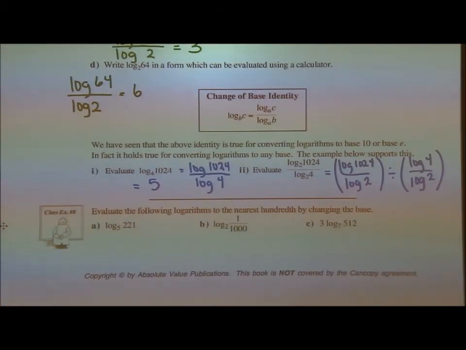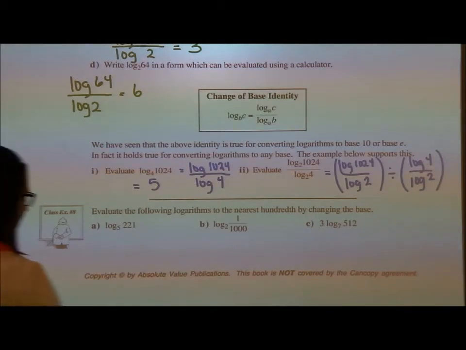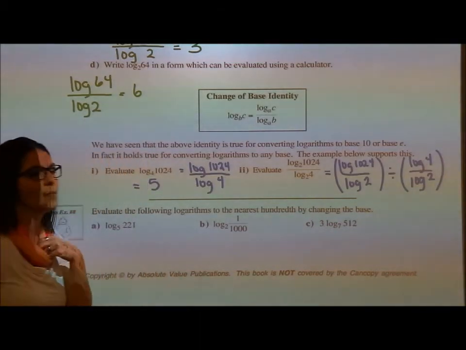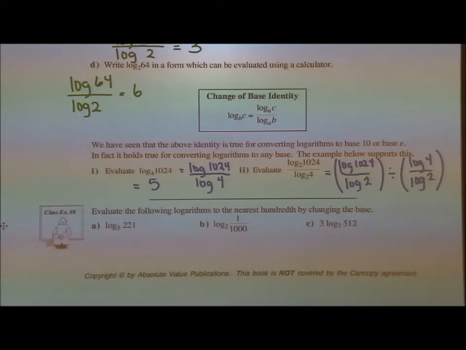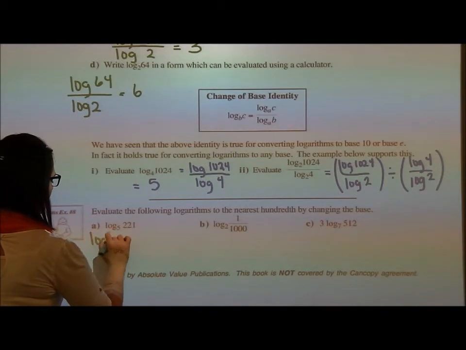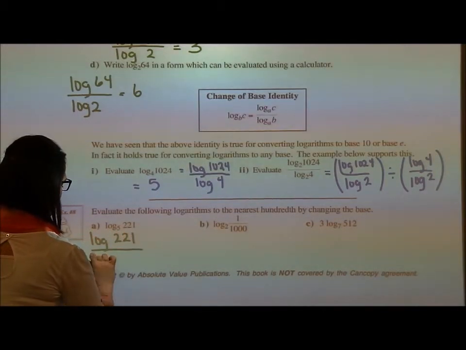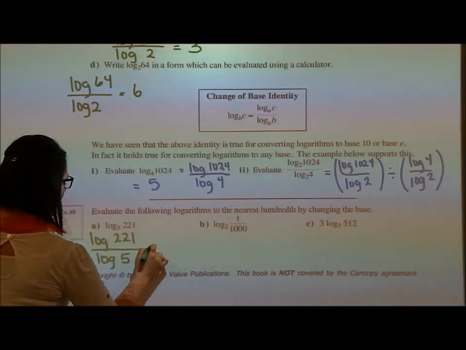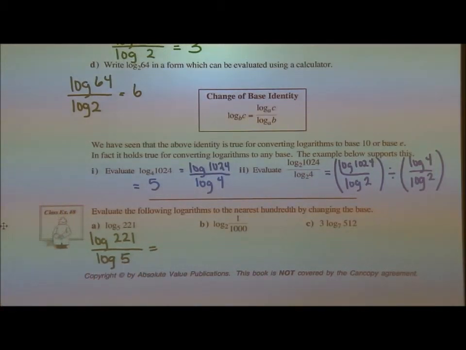So if I look at class example number 8, log base 5 of 221. If I was to evaluate this, what would I put into my calculator? Log 221 divided by log 10. And to the nearest hundredth, what would I get? 3.35.